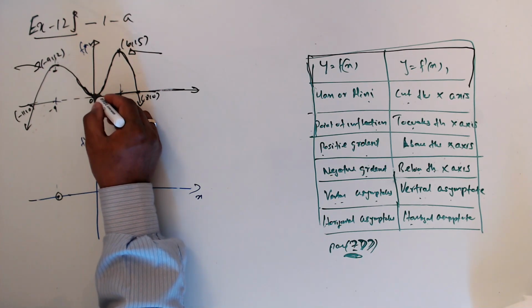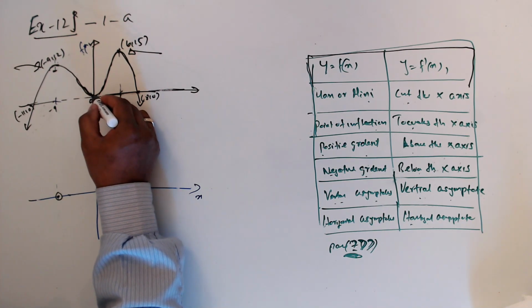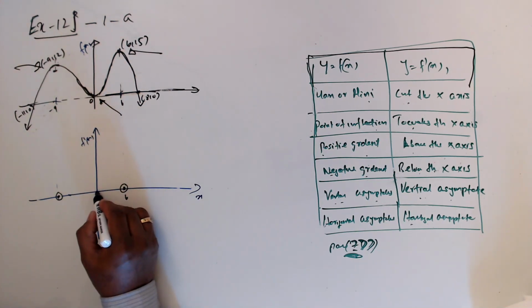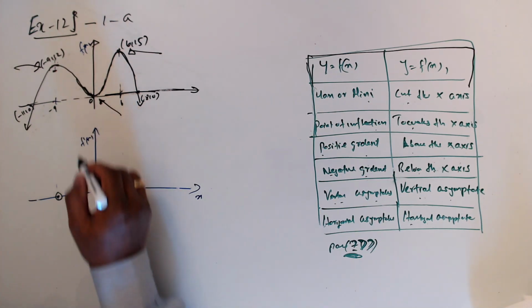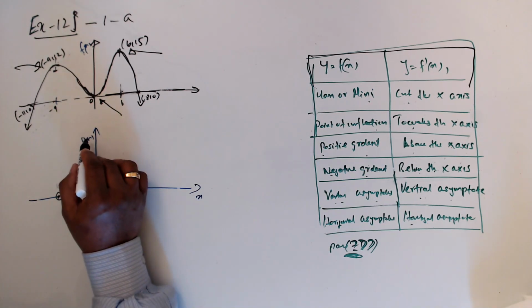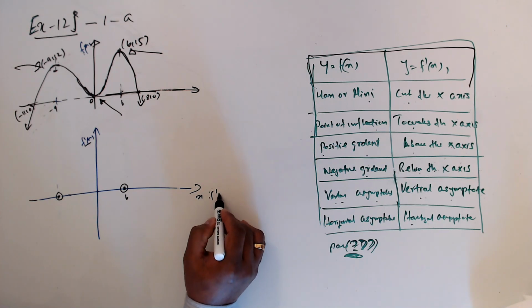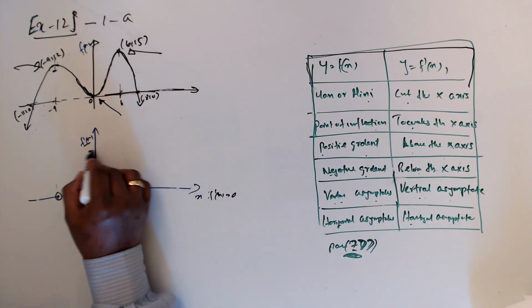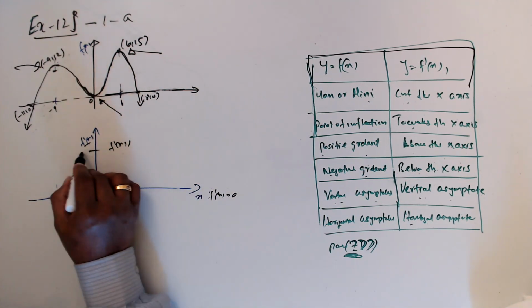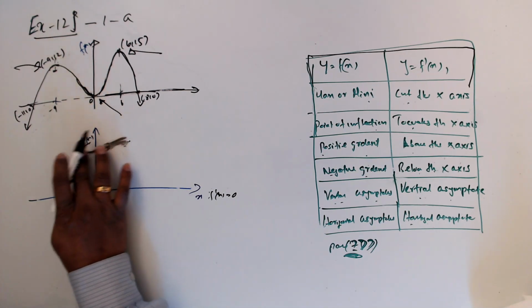At this point, again dy by dx is 0, it's a minimum. This is f dash x. What is this axis? f dash x equals 0. This is f dash equal maybe 5. So likewise.